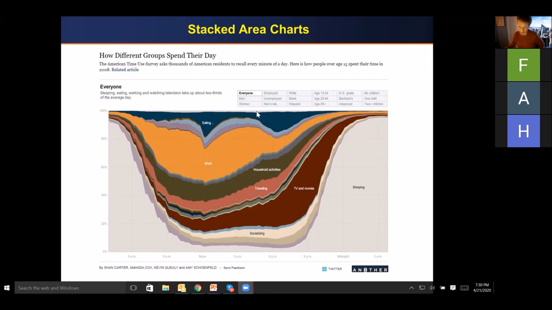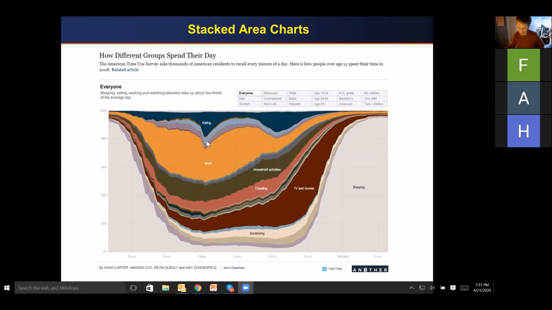Which is a little bit like a stream graph, but it's normalized into a box. So this is really truly a pie chart, okay? Each section is a pie chart, because it always goes to one, right? It's always a partition of unity. This talks about how different groups spend their day, right?